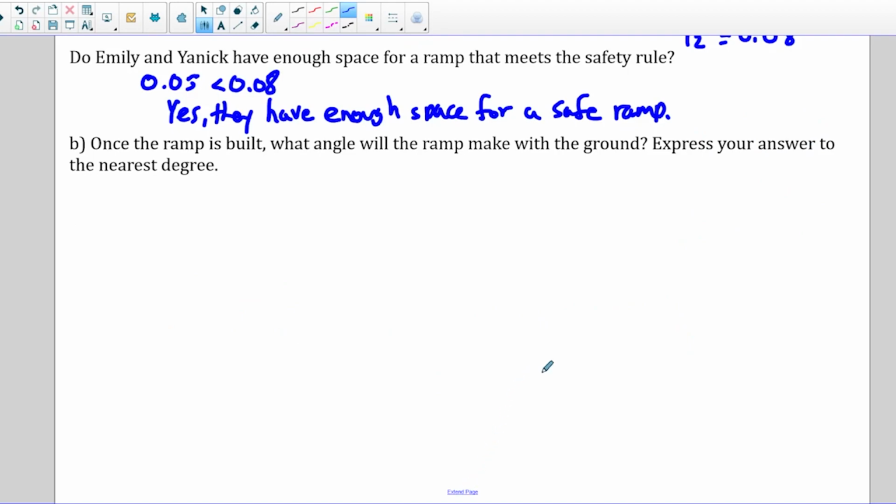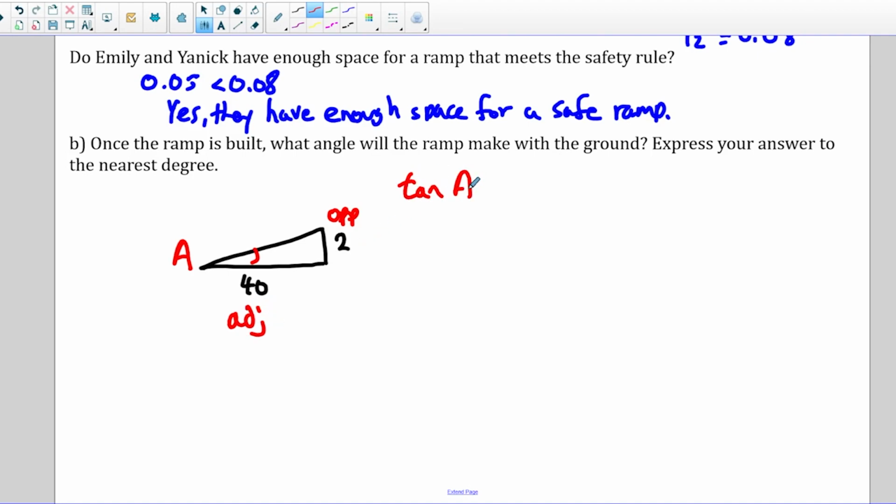So when they build this ramp, what angle will that ramp make with the ground? Again, if we take a look at a picture that we could draw, we know that straight up and down, a vertical distance of 2 feet, and a horizontal distance of 40 feet. We're going to once again measure angle A here. We know that this will be my opposite side. This will be my adjacent side.